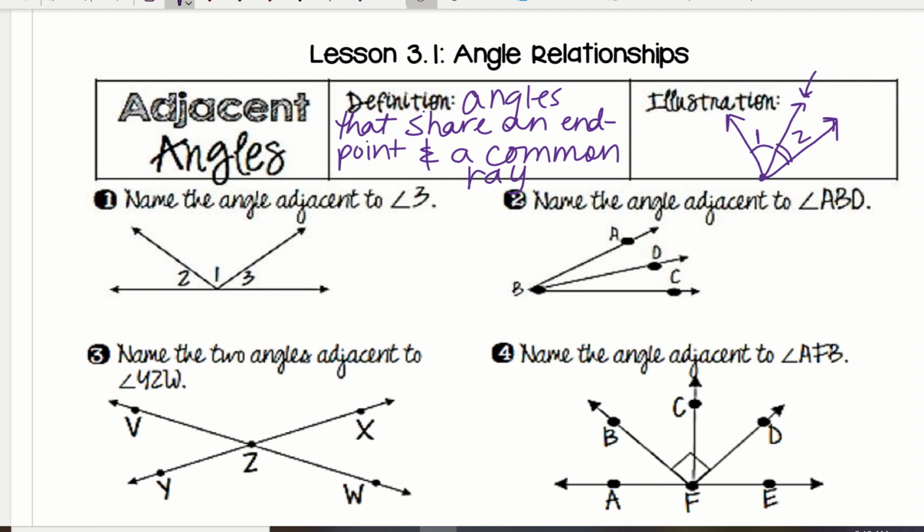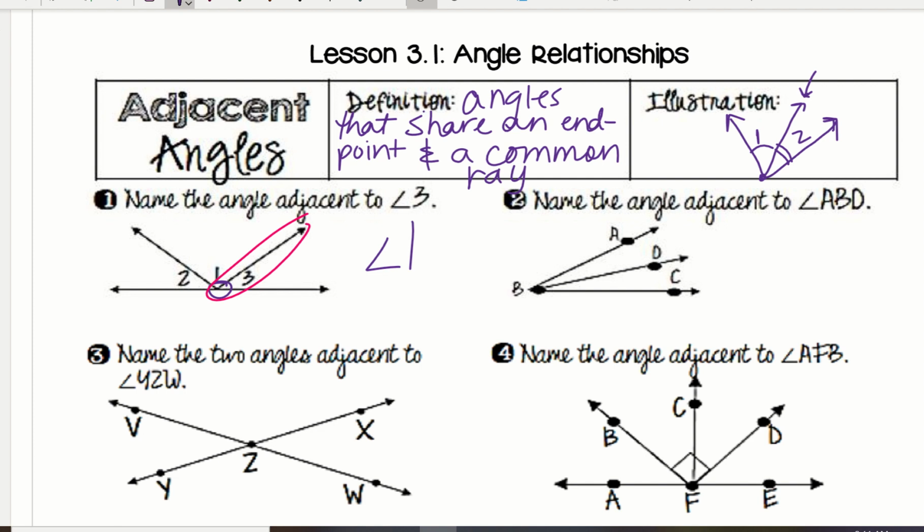So for number 1, what angle is adjacent to angle 3? Angle 1. Because angle 1 shares a vertex right here. And it shares that common ray right there. Does that make sense? Okay.